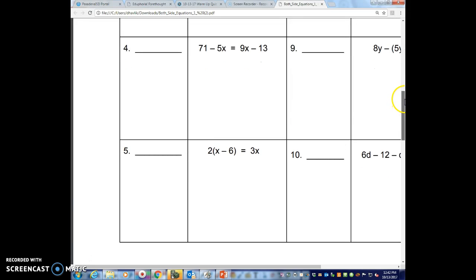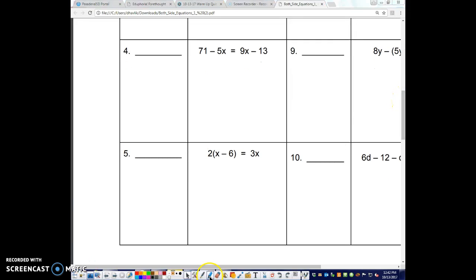Okay, so let's go to 4. Okay, so remember, our first step is to what? We need to get all the variables on one side. So what are we going to move? Y'all know I like to move these to this side, so I'm going to subtract the 9.